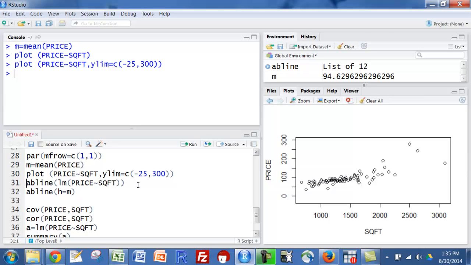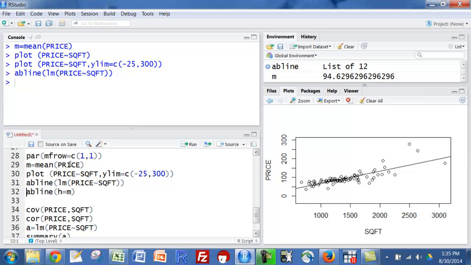Okay, so now this abline, lm price tilde square feet, what I'm going to do is just plot the best fit line for this, and that lm stands for linear model, so it's going to give me the model and then the line with that. So there we have that.